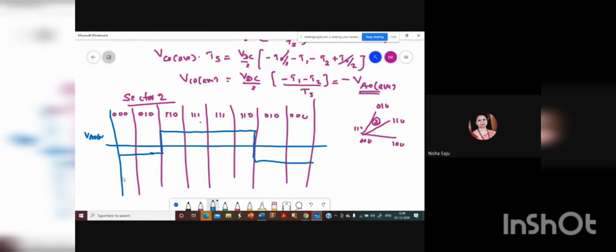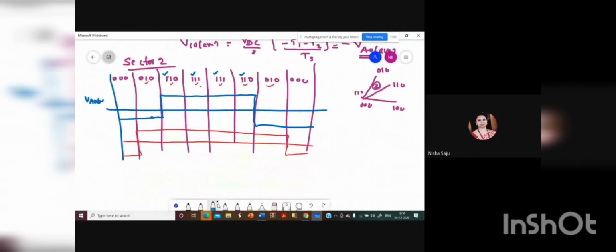This is your VA0. What about your VB0? VB0 means the second phase should be 1. So all of these have the second phase as 1, and you can have a structure like this. In this case this is 1, this is 1, this is 1, this is 1. And now you have to take the C phase. If you are considering the C phase, how will you get the VC0 average voltage?